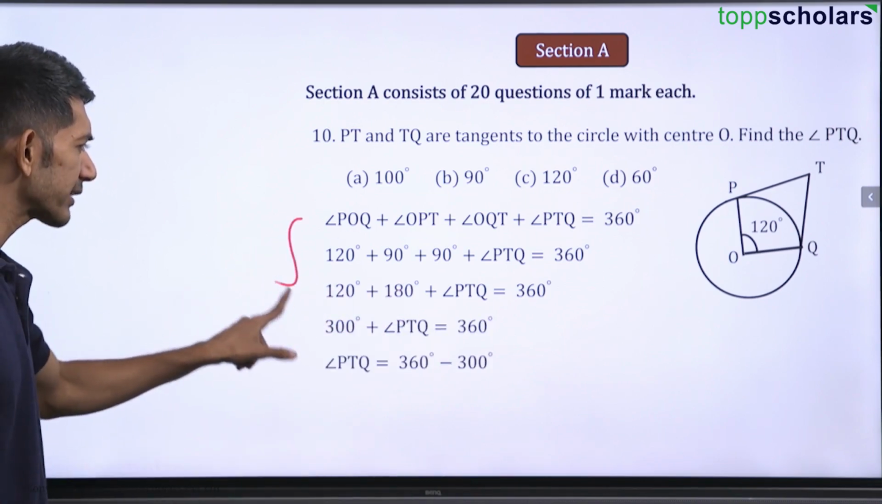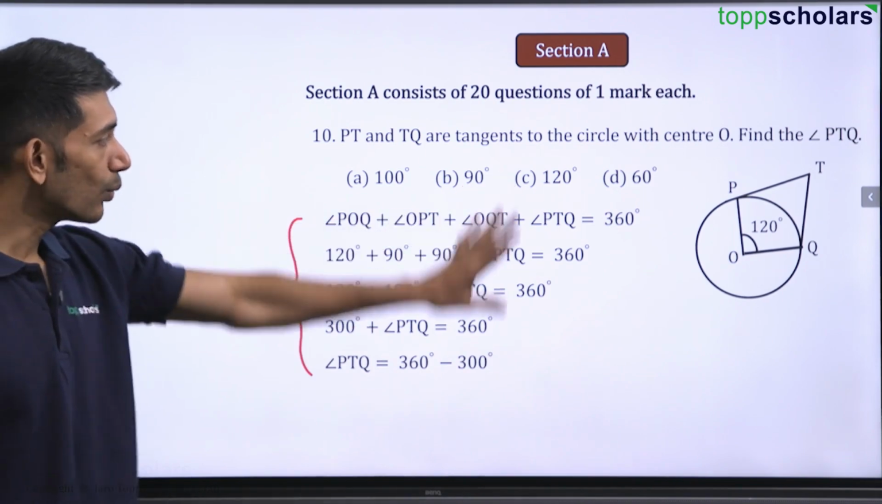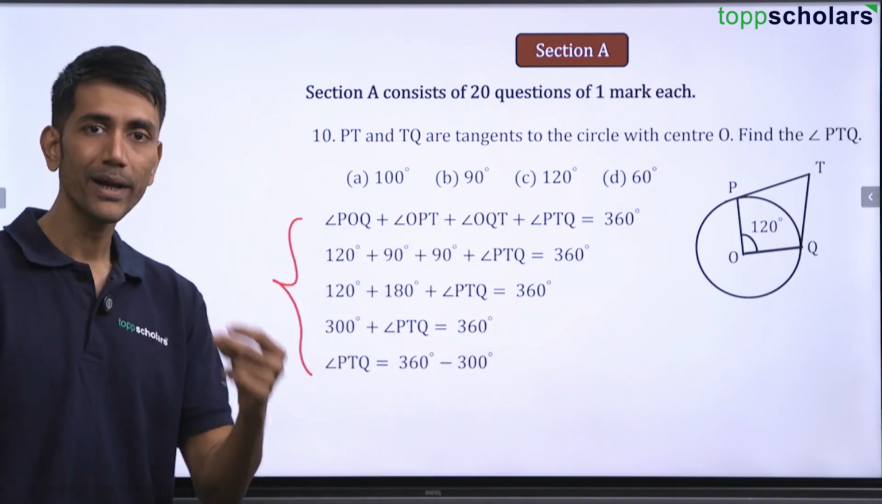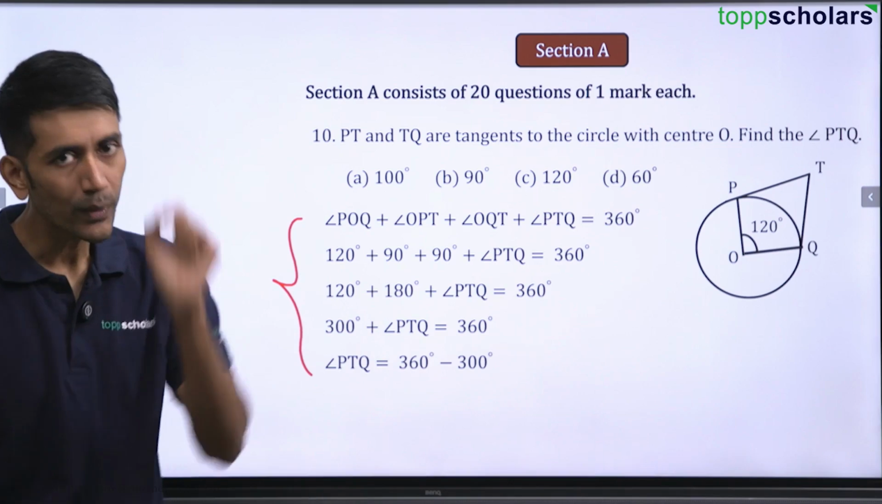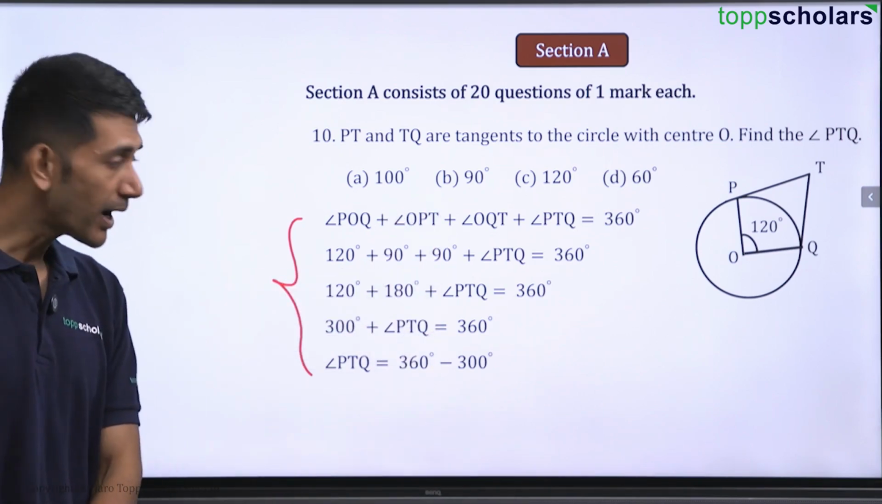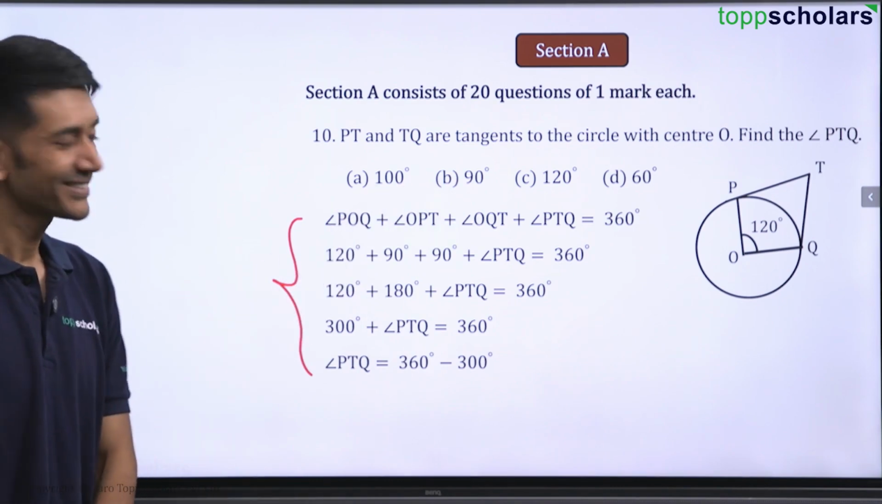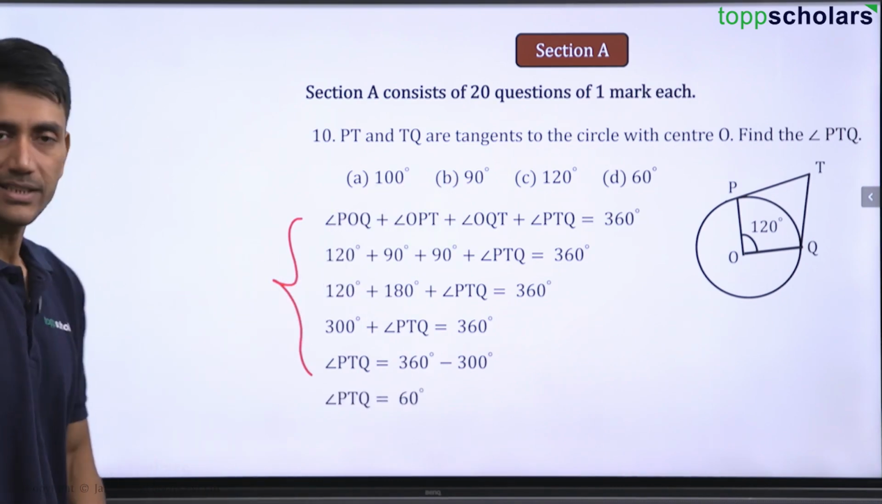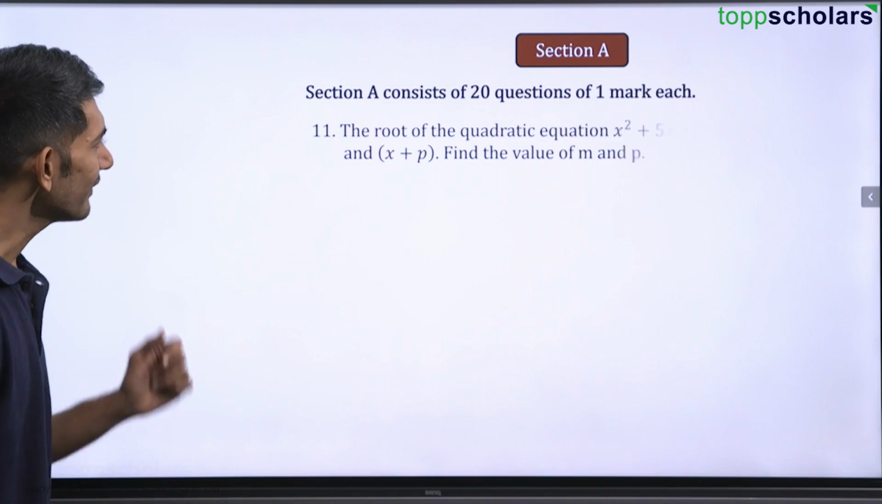No need to show all this explanation because see, this is a 1 marker. So if you are able to do it quickly, you have to do it as quickly as possible. This is for your understanding, but we have to be smart enough to do that quickly. Correct? Okay. So 60 degrees is the final answer. Now let's have a look at a new question.